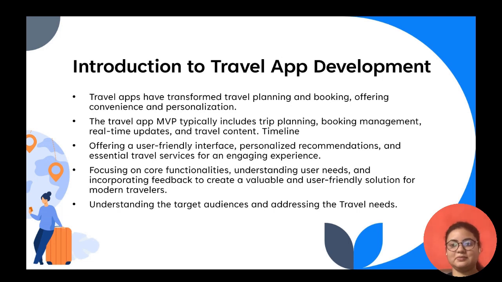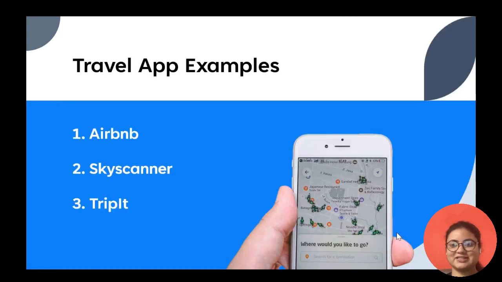The first is Airbnb, the second is Skyscanner, and the third is Tripit. When we talk about Airbnb, it started as an app focusing on connecting travelers with the best accommodation options. It was initially just doing a streamlined booking process and hosting user profiles and reviews. And over time, it expanded its market and added features like experience sharing, trip planning, and recommendations.